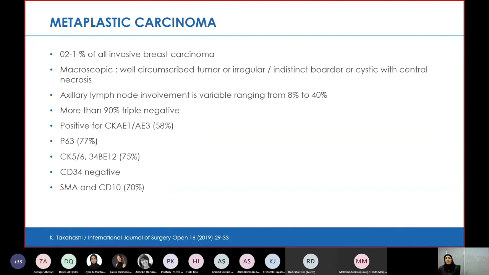A variable expression of different cytokeratin markers, and the ones usually positive in the literature are P63, CK5, and CD10 maybe. And this will tell you that some think that the origin and histogenesis of metaplastic carcinoma is myoepithelial cell and not epithelial cell.